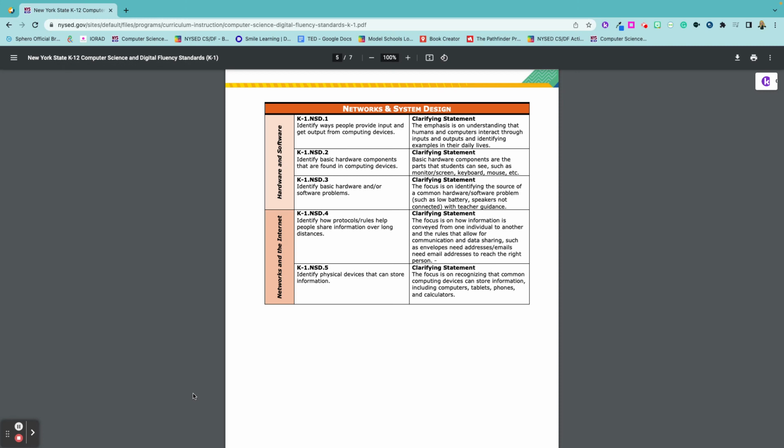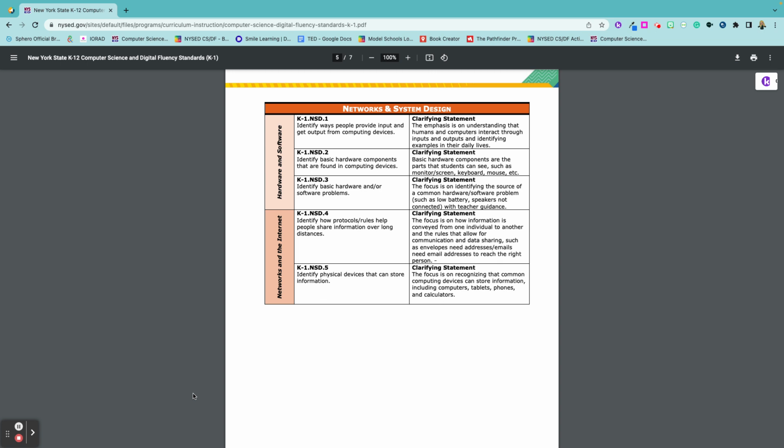All right, let's talk networks and systems design. You'll notice that there are only 5 standards for this concept area, so it's a little one for your classroom to cover. It's broken down into 2 sub-concept areas: hardware and software, which has 3 standards, and networks and the internet, which has 2.